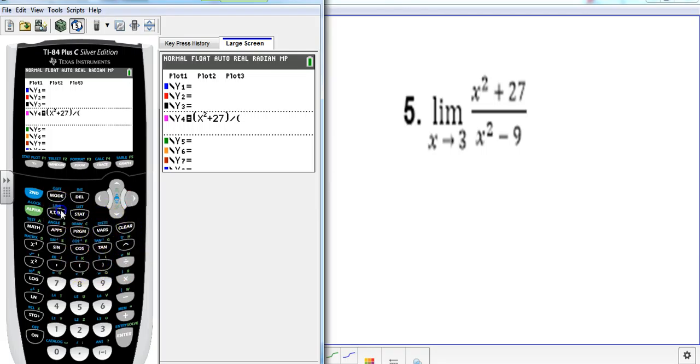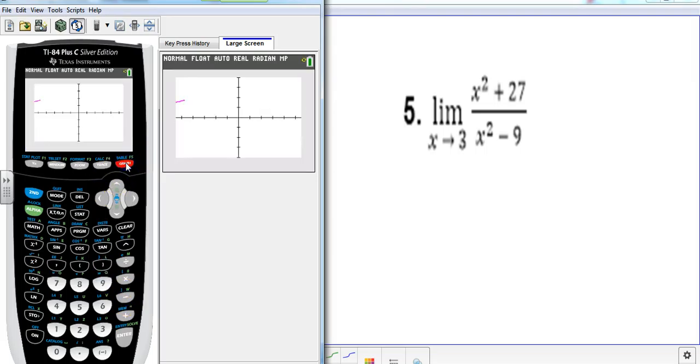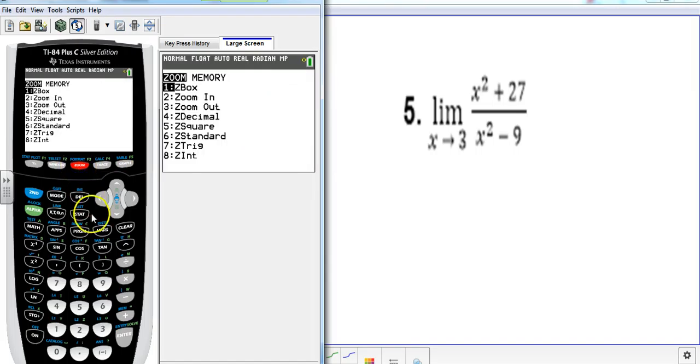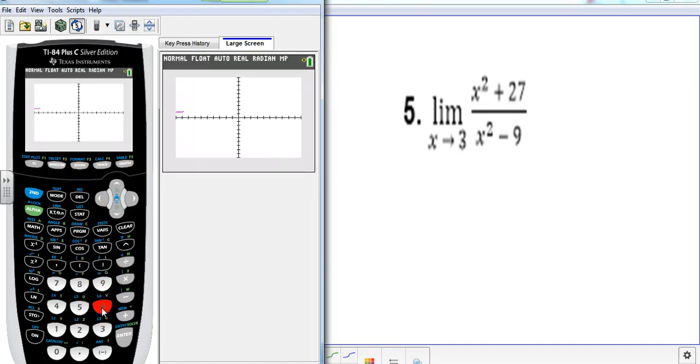Divided by x squared minus 9. Anybody got an answer yet? What's it doing at 3? I'm still in zoom trig, I think. If I do a zoom 6 standard, it's a little bit better. What's it doing at 3, guys?